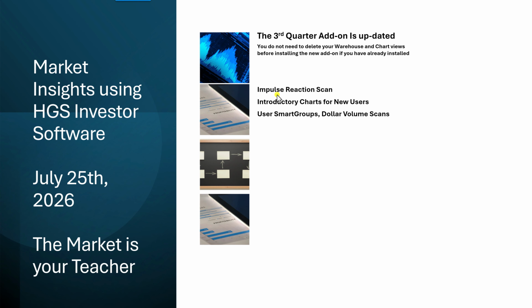So the scan I'm going to talk about today is the impulse reaction scan, and I'll show you why I call it that. It's using one of the introductory charts for new users that I introduced a few weeks ago, and I'm also going to apply it in a user smart group. So I'll probably use the dollar volume scans just to make sure that I'm looking at stocks that are trading a lot. As always, the market is your teacher.